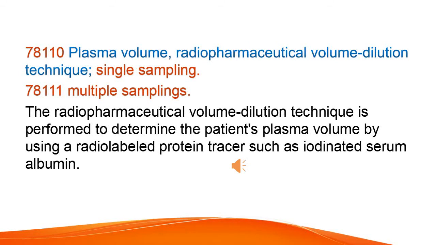Plasma volume, radiopharmaceutical volume dilution technique, single sampling. Multiple samplings. The radiopharmaceutical volume dilution technique is performed to determine the patient's plasma volume by using a radiolabeled protein tracer such as iodinated serum albumin.